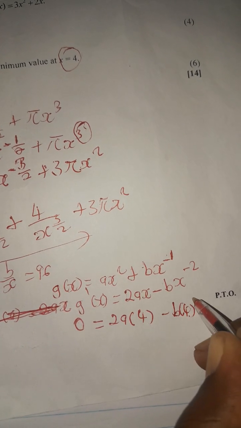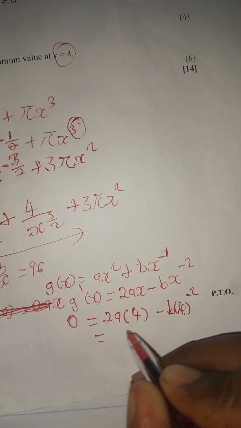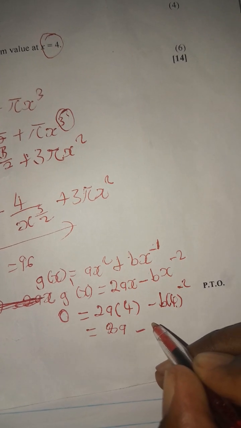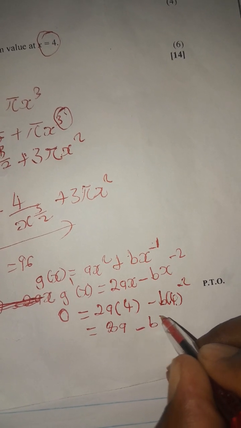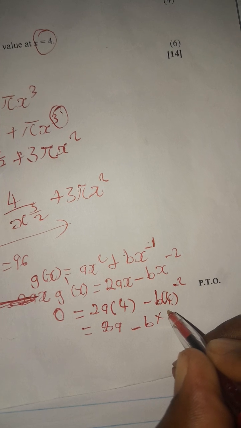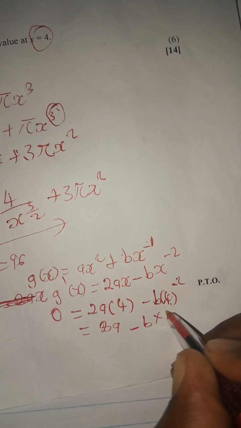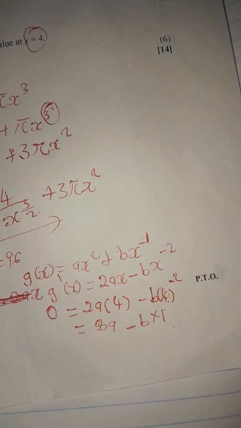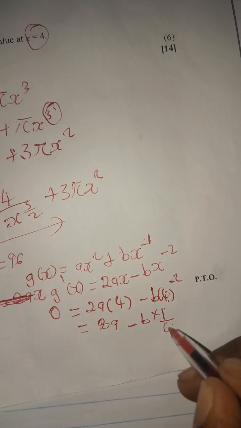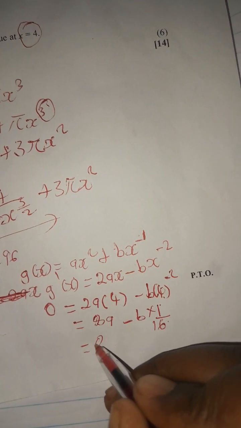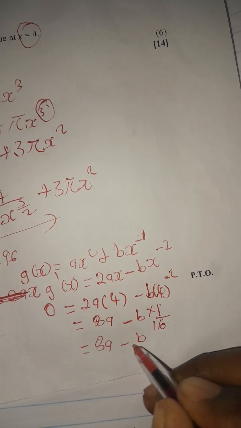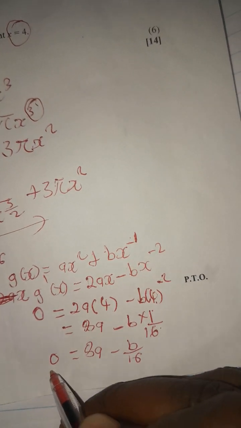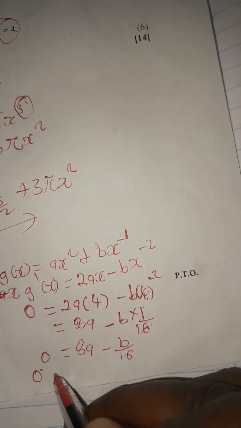So it's going to be 4 squared. What is 2a times 4? That's going to be 8a. Then this will be the same as -b times 1 all over 16. So we are going to have 8a minus b all over 16, which is equal to 0. When you multiply everything by 16, you're going to have 0.